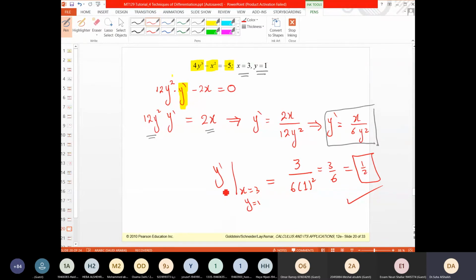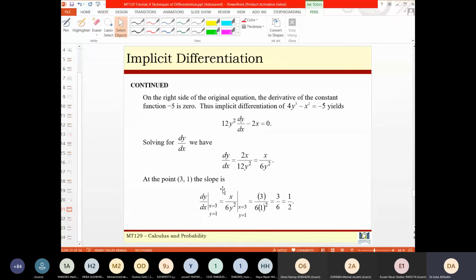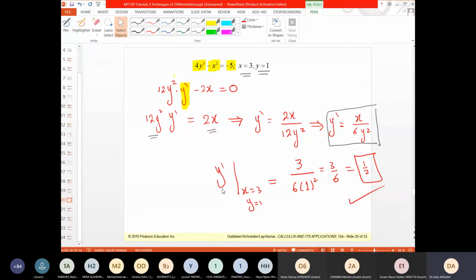The idea of the implicit differentiation is that I have a mixed function, with a mix between x and y. We find the derivative as usual, but whenever the derivative involves y, I multiply by y dash. And you can find the solution in the slide. You can see in the solution it is minus 5, it's 0. What's the derivative of a constant? We differentiated all the terms.